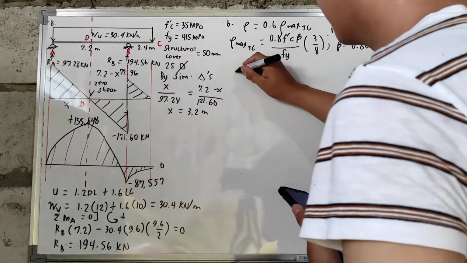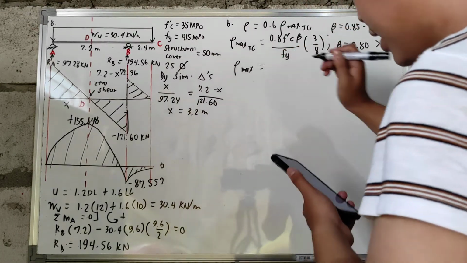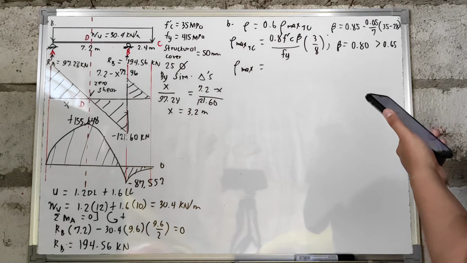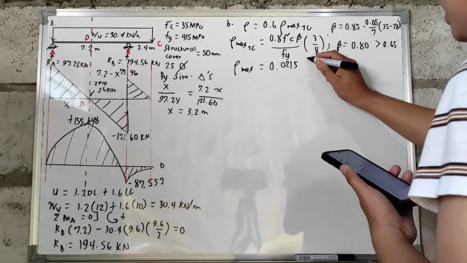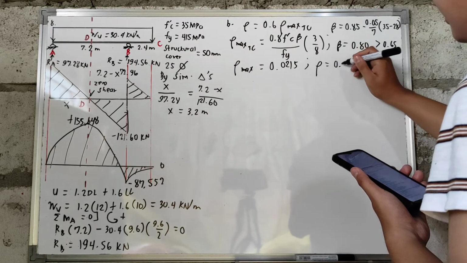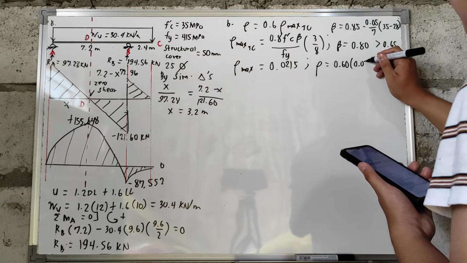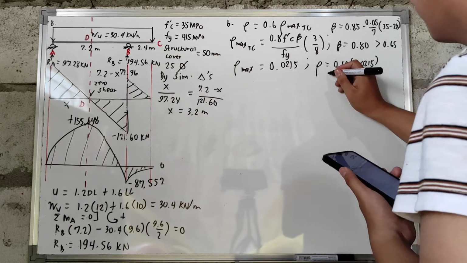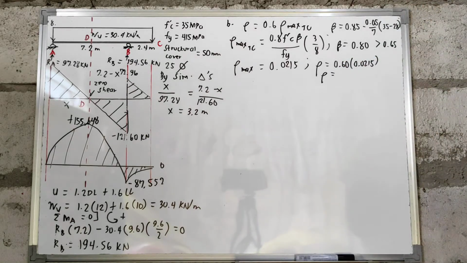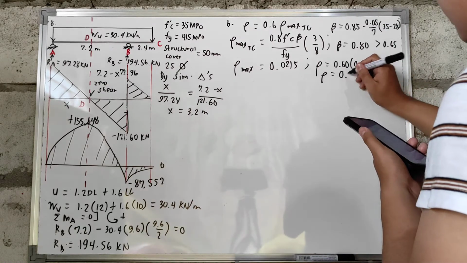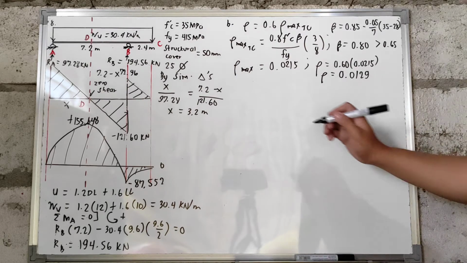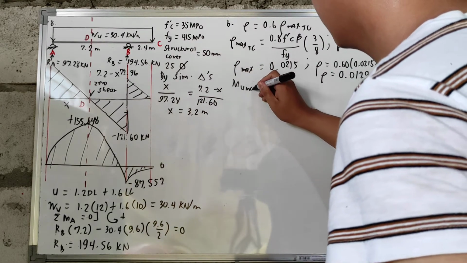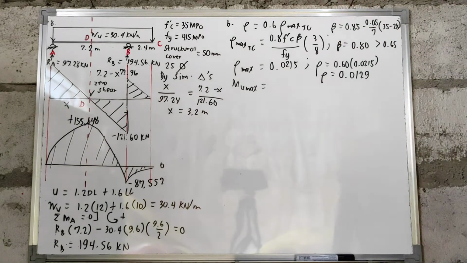So, we can now calculate for your rho max. So, yung value ng rho max natin, that will become 0.0215. Kaso nga lang, gagamitin natin rho that is 60% of 0.0215. So, the value of your rho is now equal to 0.0129. So, with this, we will now use yung formula natin for Mu max para makuha natin yung mga dimensions natin.